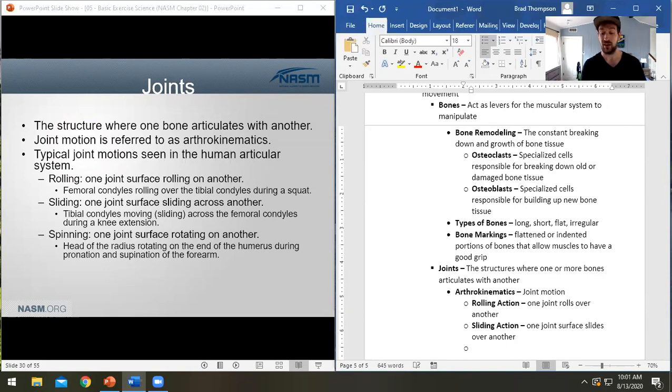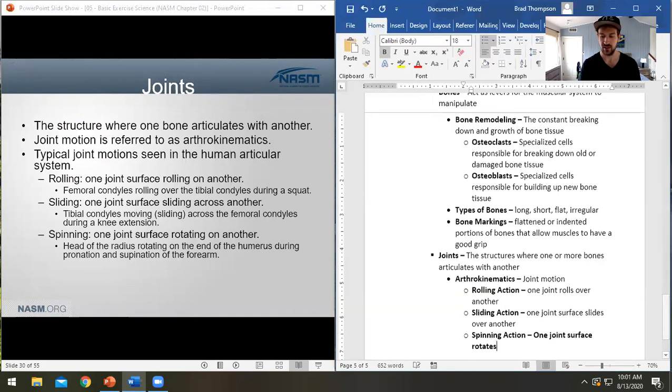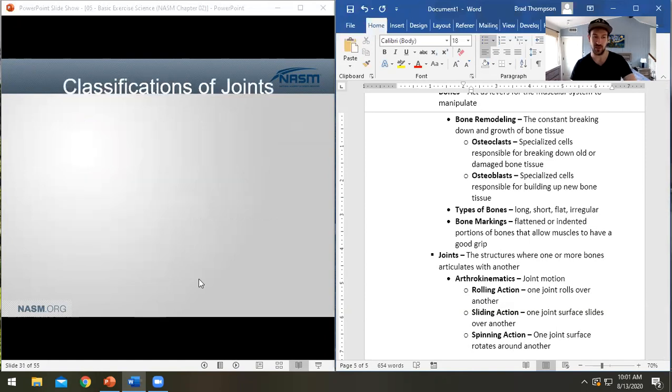And then we have spinning. Spinning action is where one joint surface rotates around another one. Spinning action is what you see in your forearm. When you spin, there's one bone that's literally spinning just like that. So those are the three main arthrokinematics that we see.